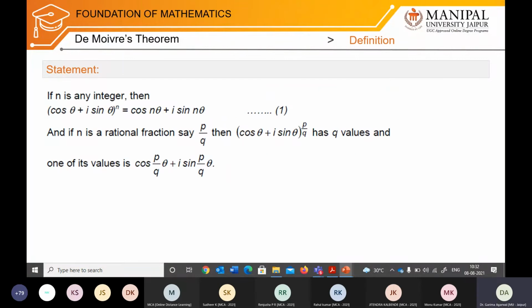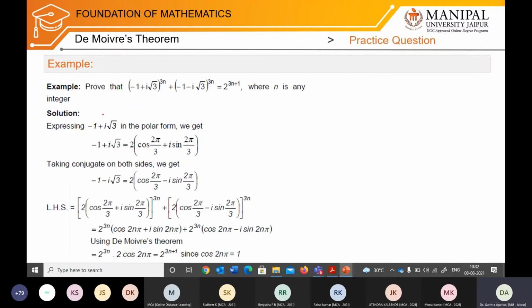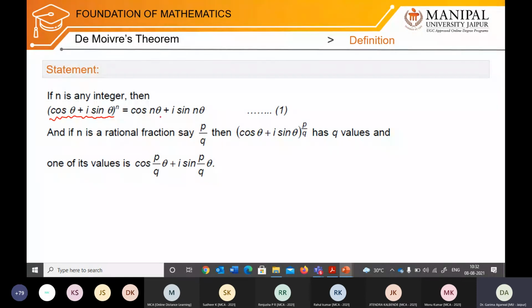This is De Moivre's theorem. What it is? If we have a term like cos theta plus iota sin theta whole power n, it will convert into cos n theta plus iota sin n theta. Like if I have cos theta plus iota sin theta whole power, let's say 2, so by De Moivre's theorem, this whole power will shift into the angle of sine and cos. So it is cos 2 theta plus iota sin 2 theta. This is De Moivre's theorem.